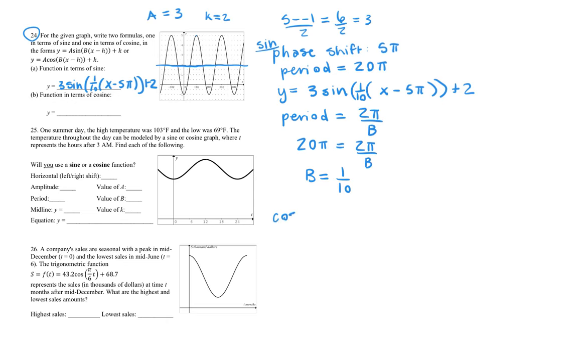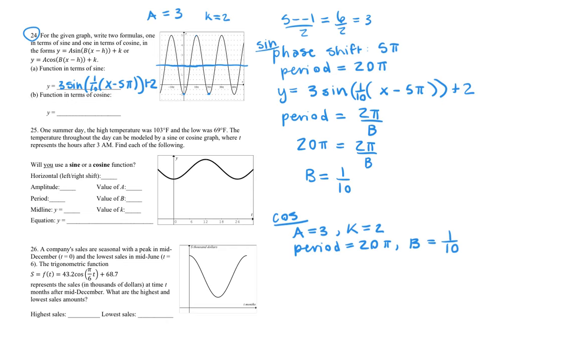Now for cosine, I think our k is going to stay the same from our midline, and our amplitude is going to stay the same. So our a is still 3, k equals 2 from before. And I also think that our period is going to stay the same too. From peak to peak, that's not going to change whether we are looking at sine or cosine. They have the same period anyways. So our period is still 20 pi, and therefore our b is still 1/10.